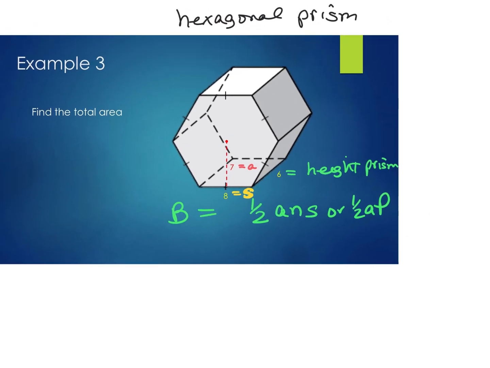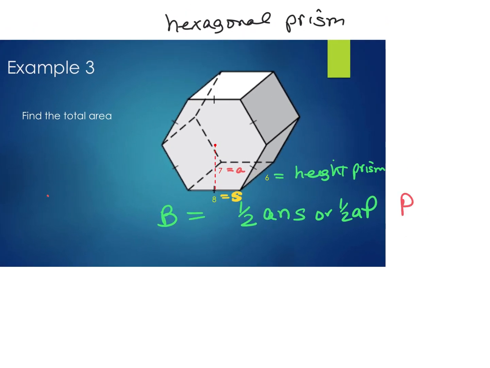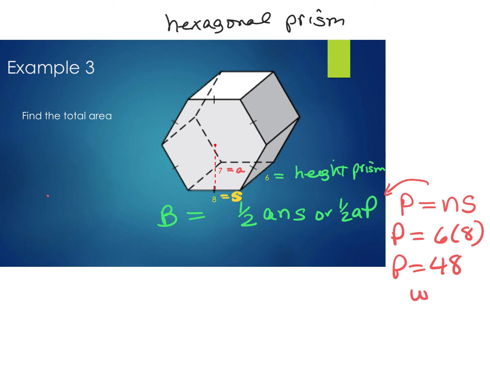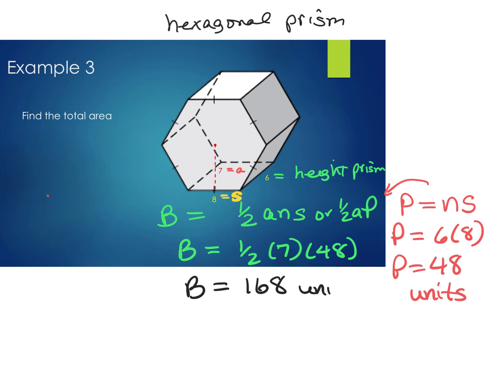Now, if you want to do perimeter first, then we could use this formula. Perimeter, remember, is number of sides times the side length. Number of sides in a hexagon is 6. The side length was 8. So the perimeter is 48, and no units on it, so just units. Now, if I want to use that in my base formula, all I have to do is 1/2 times my apothem, 7, times 48, which is the perimeter. And my base area is going to be 168 units squared.